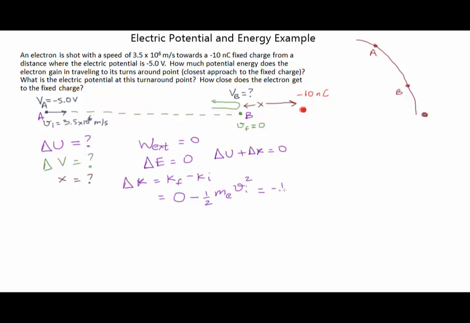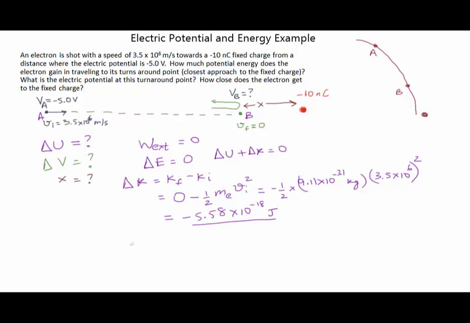So this works out to be 1/2 times the mass of the electron, which is 9.11 times 10 to the negative 31 kilograms, times the square of the speed, which was 3.5 times 10 to the 6, the whole thing squared. This, your calculator will tell you, is minus 5.58 times 10 to the negative 18 joules. I'm just going to work in joules and not bother converting this to electron volts. Okay, so I've got my change in kinetic energy, which is negative, which tells me that the kinetic energy drops, which is what I expect.